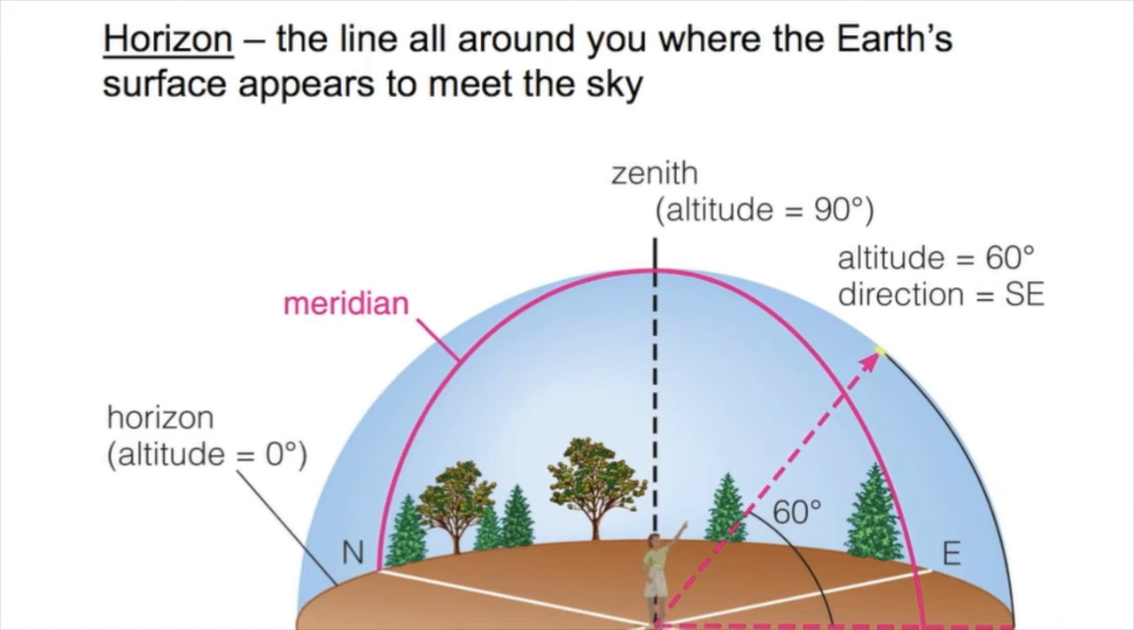When you go outside, you might be looking at something in the sky. There are certain words we use to talk about the positions of objects in the sky. For example, the horizon is the invisible line that's all around you where the Earth's surface appears to meet the sky. So you might say, oh, I see the moon, it's on the horizon in the east.